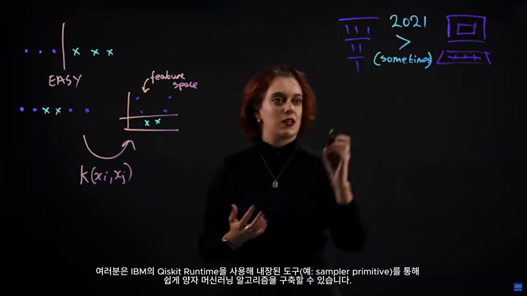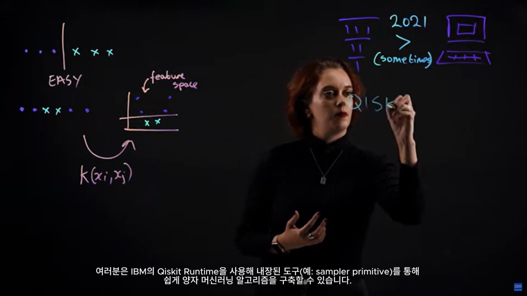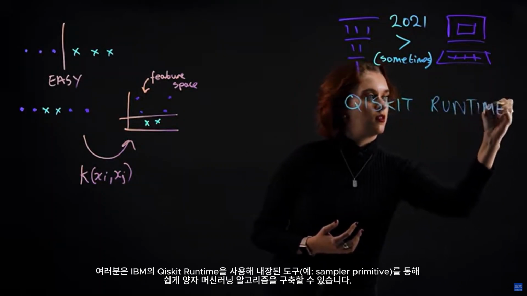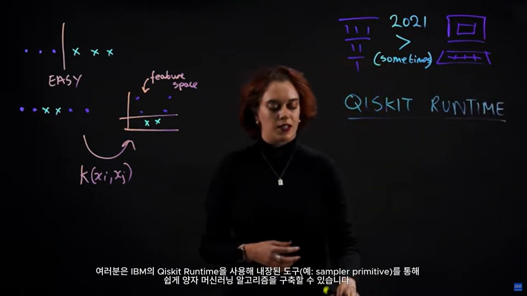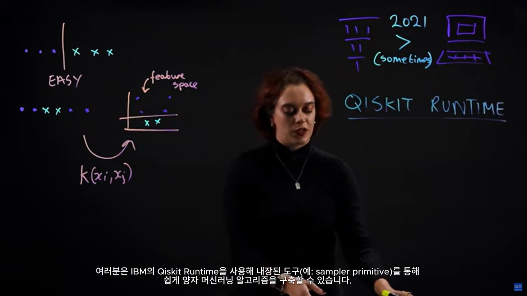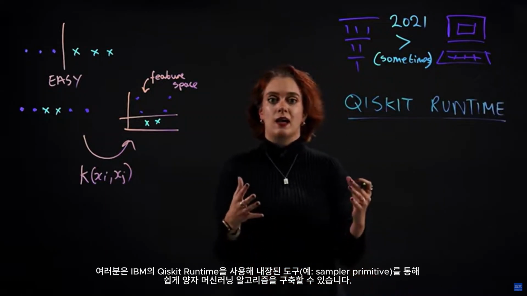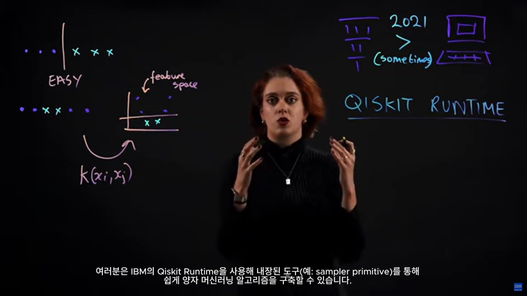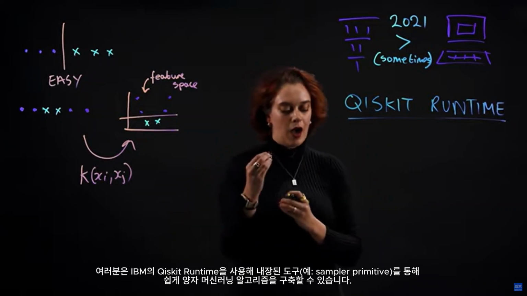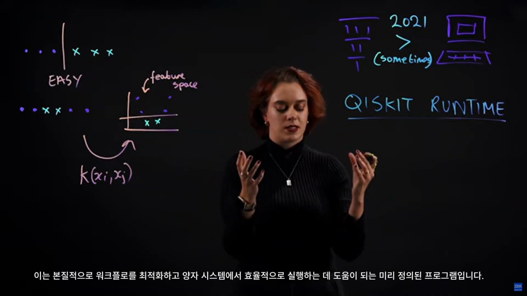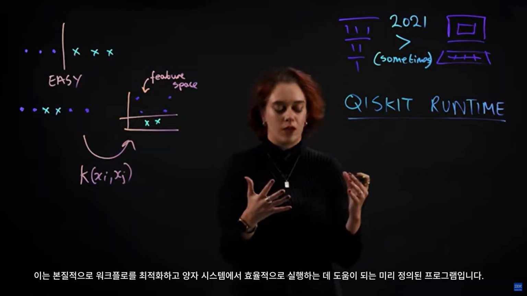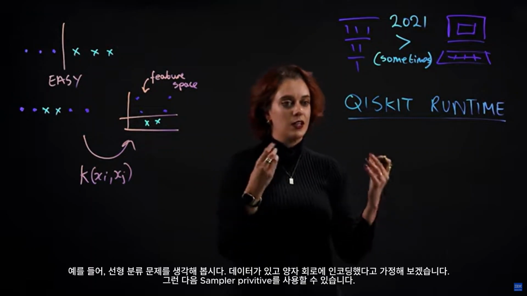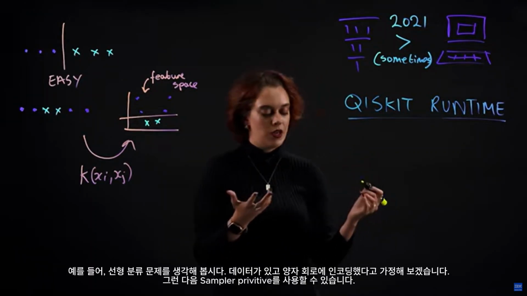And you can use Qiskit Runtime to easily build quantum machine learning algorithms with built-in tools such as the sampler primitive, which primitives are unique to IBM's Qiskit Runtime. These are essentially predefined programs that help us to optimize workflows and execute them efficiently on quantum systems.